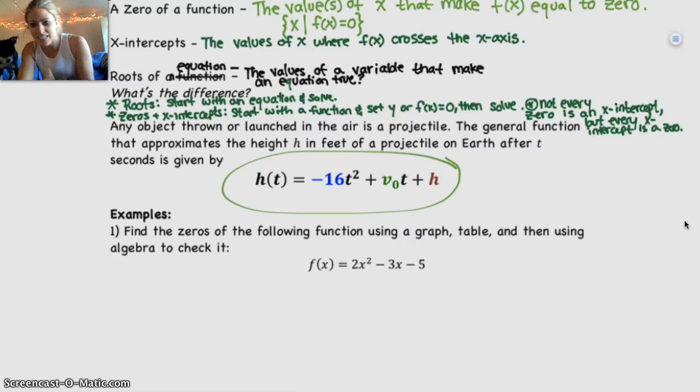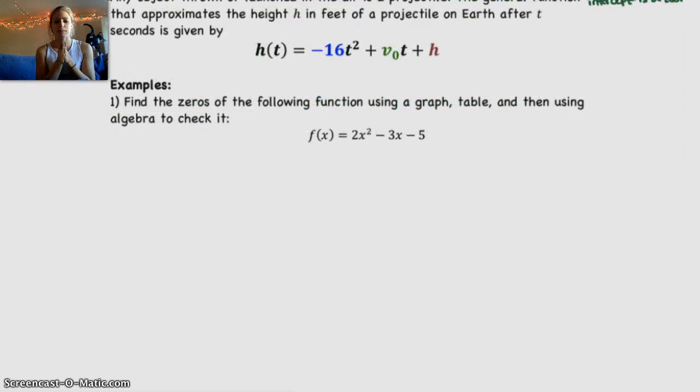Okay, sounds good. Okay, so go ahead and pause it and try those. All right, example number 1. Find the zeros of the following function using a graph, table, and then using algebra to check it. Okay, so we have 3 different ways to find zeros.